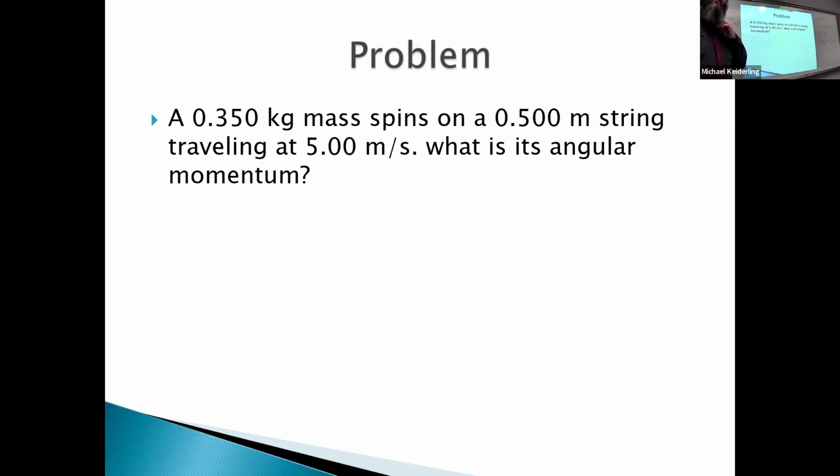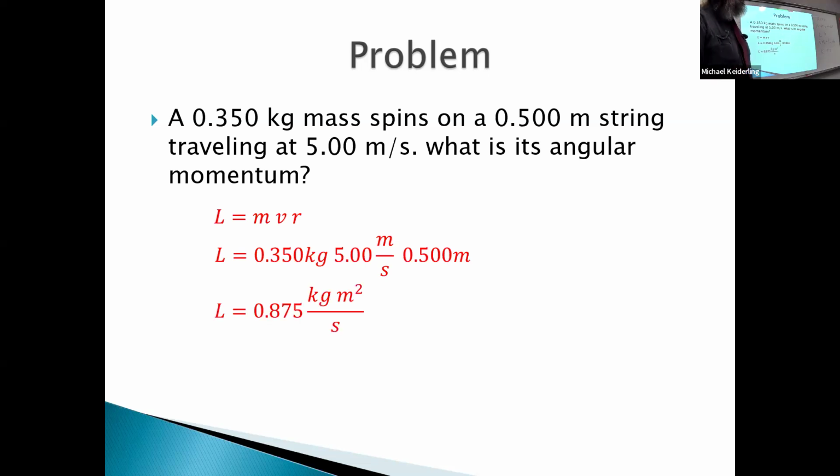Did you say 0.87? Yes, it's 0.875, and the units are kilogram meters squared per second. So 0.35 kilograms times 5 meters per second times 0.5 meters is 0.875 kilogram meters squared per second.